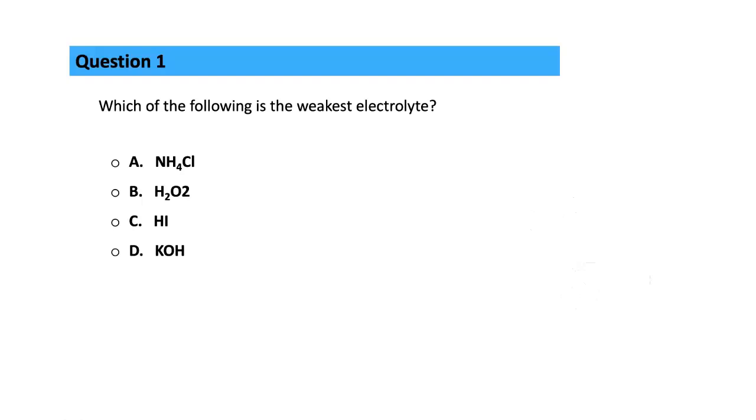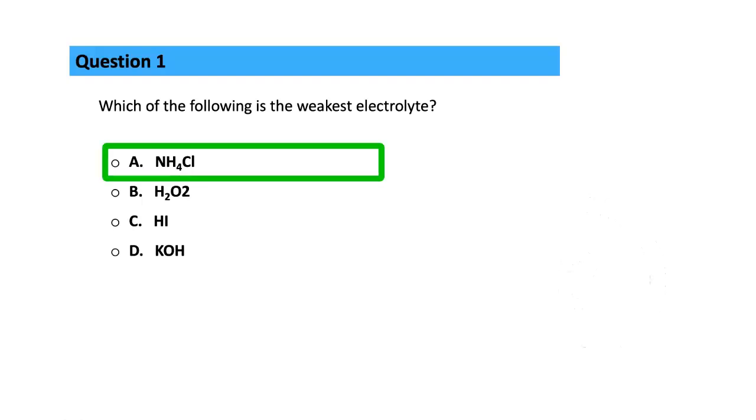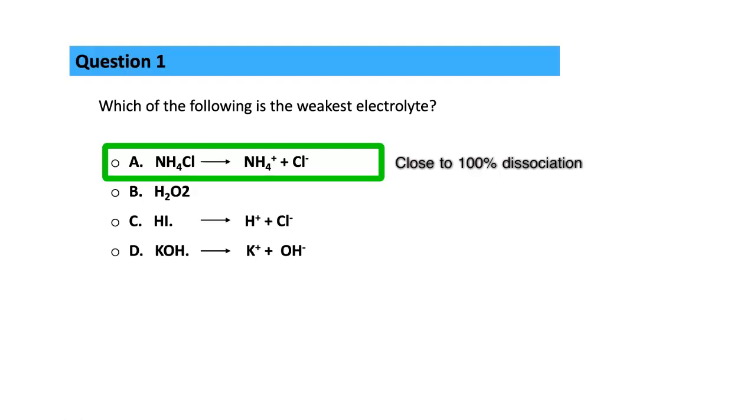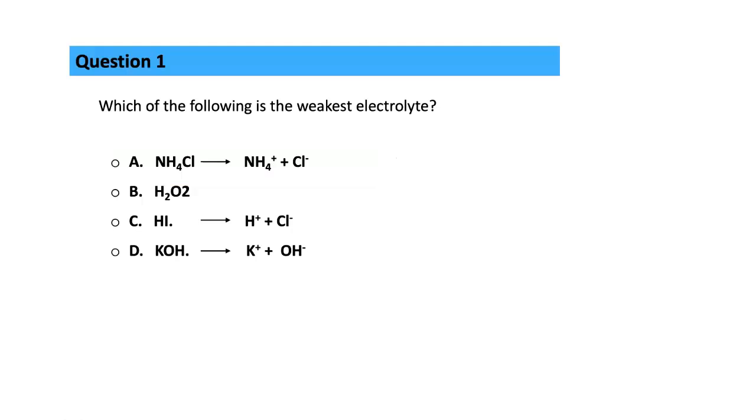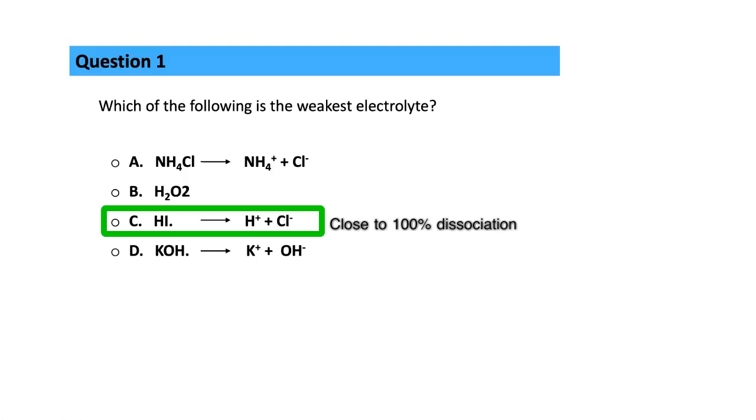Strong electrolytes dissociate almost 100% in water and conduct electricity. Let's start with ammonium chloride dissociating nearly 100% into ammonium cation and chloride anion. It is a strong electrolyte. Choice C. Hydrogen iodide is a strong acid that dissociates almost 100%. Therefore, it is a strong electrolyte.